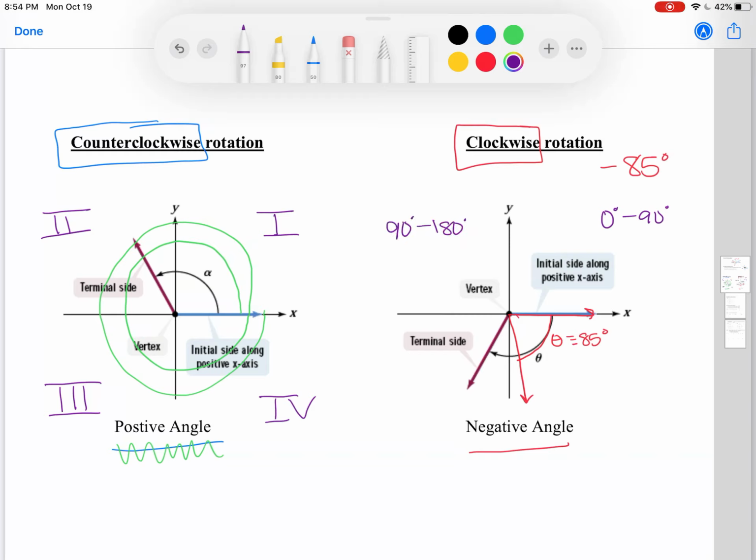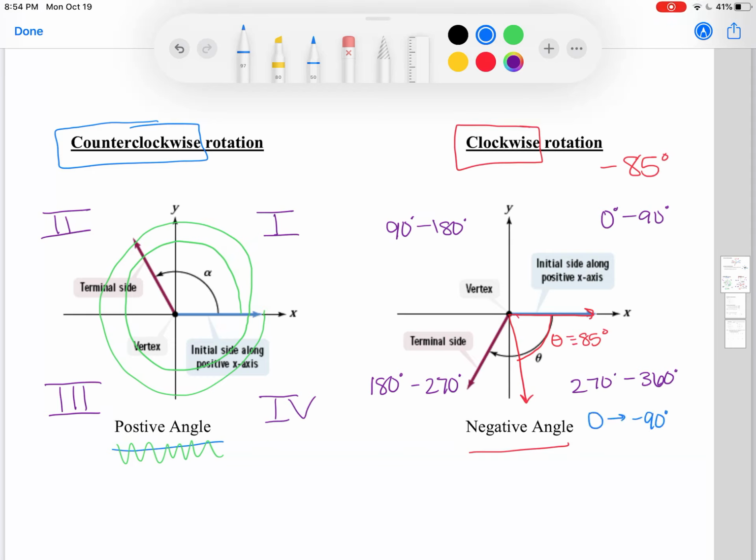Another thing about our quadrants, the first quadrant is going to be everything from 0 to 90 degrees. Second quadrant will be everything from 90 degrees to 180 degrees. And you're just adding 90 degrees each time. So then you have 180 to 270. And then last but not least, 270 to 360. So each quadrant is going to have those values.